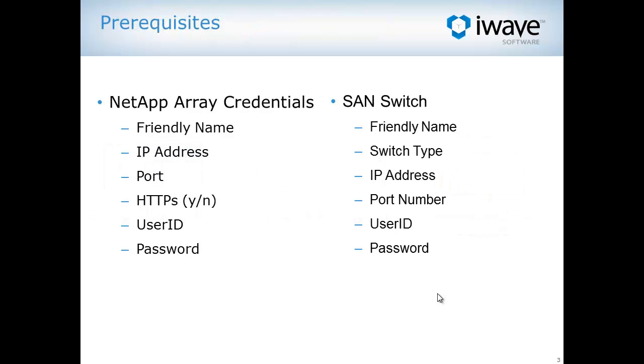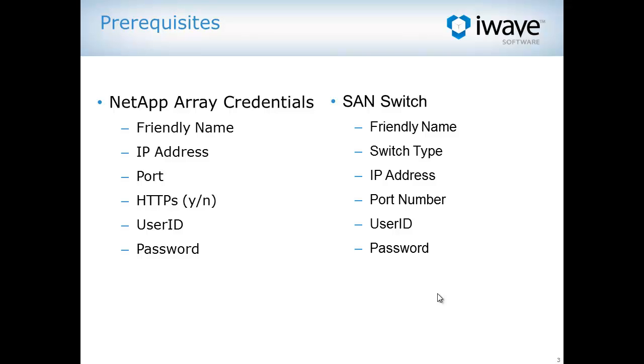Before we get started, we need to have some prerequisite information on hand that'll make the setup process go much smoother. On the NetApp side, we need to understand the NetApp array's IP address and port number, whether we're connecting via HTTP or HTTPS, and then we need to have logon credentials that have administrative privileges to the array. We're also going to provide a friendly name, and that friendly name is going to be what iWave Storage Automator uses to address the array.